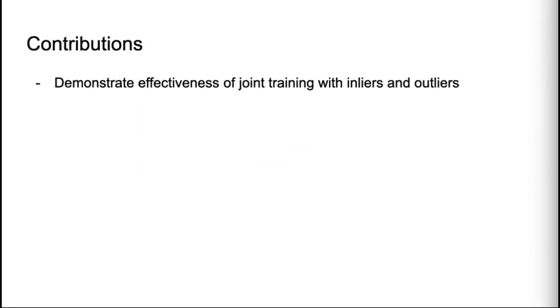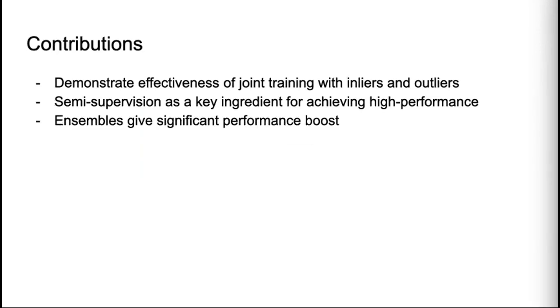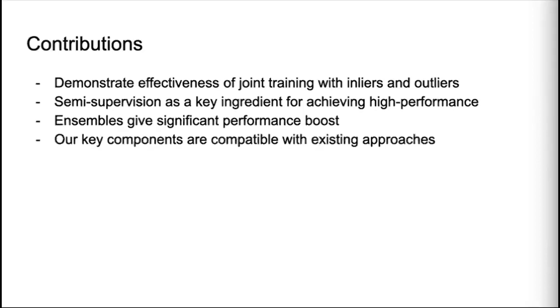Our contributions are as follows. We demonstrate the effectiveness of joint training with inliers and outliers, enabling the use of standard acquisition functions that were previously deemed ineffective in the presence of outliers. We introduce the use of semi-supervision as a key ingredient for achieving high performance, which is the first application of this technique in the context of outlier-inclusive scenarios. Our approach incorporates ensembles during training only, resulting in a significant performance boost without compromising test time complexity.